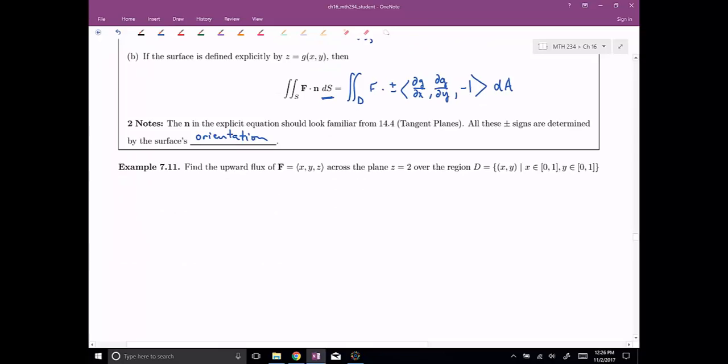So we're going to find the upward flux over a pretty boring surface. It's just z equals 2. It's going to be upward, so this is the orientation statement right here. So that's the orientation. And remember, upward means that it has a positive z component.